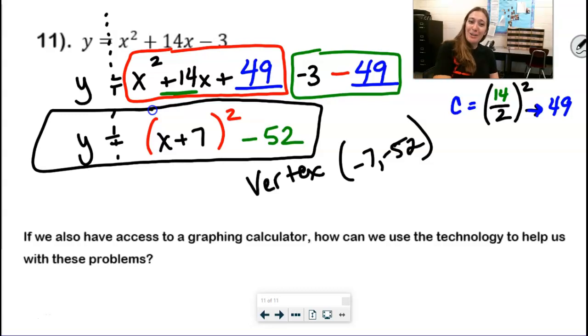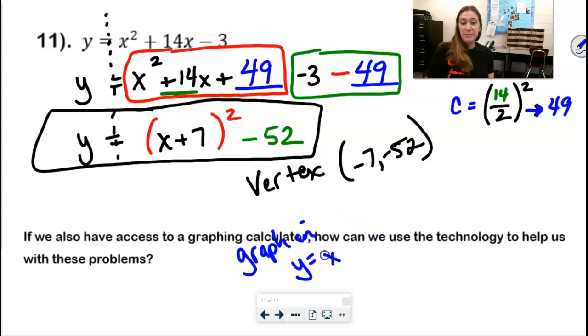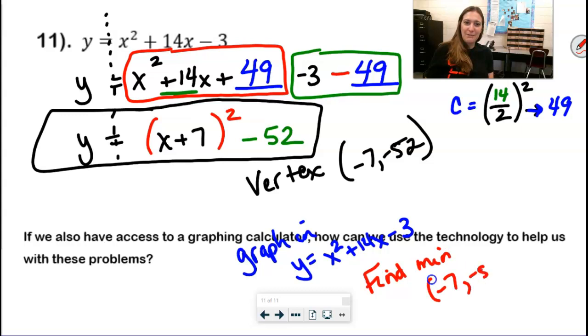If we have access to a graphing calculator, how can we use technology to help with this problem? So if this question came up on one of my tests or on the SAT and you actually had a graphing calculator because you were allowed to have it at that time, how could we use that to help us out? Well, we could have just graphed this. We can graph it in y equals, like the original one. And we could go find the vertex using the minimum or the maximum feature. So in this case, it would be an up-opening parabola, so you'd find the minimum. And guess what? You'd find out that you have a minimum at (-7, -52).